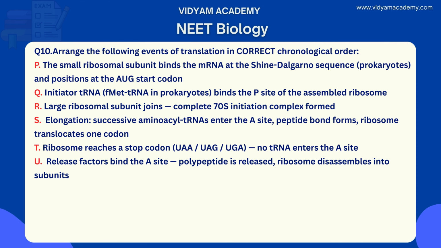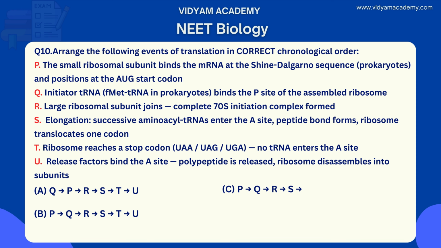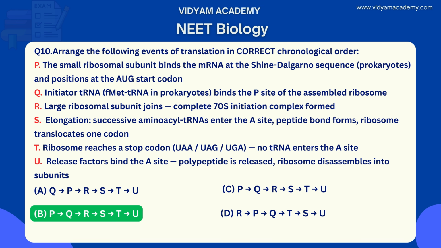S: elongation, successive aminoacyl-tRNAs enter the A site, peptide bonds form, and the ribosome translocates one codon. T: the ribosome reaches a stop codon, UAA, UAG or UGA, so no tRNA enters the A site. U: release factors bind the A site, the polypeptide is released, and the ribosome disassembles into subunits. So here are the options. Option A, QPRSTU. Option B, PQRSTU. Option C, PRQSTU. Option D, RPQSTU. What is the right answer? Did you guess? Option B, PQRSTU is the right answer.